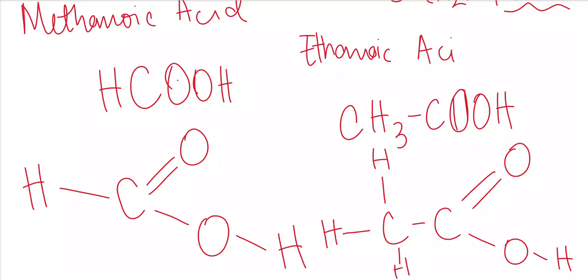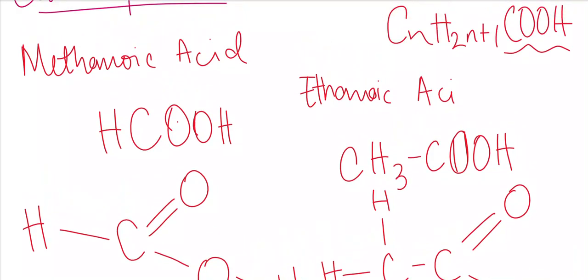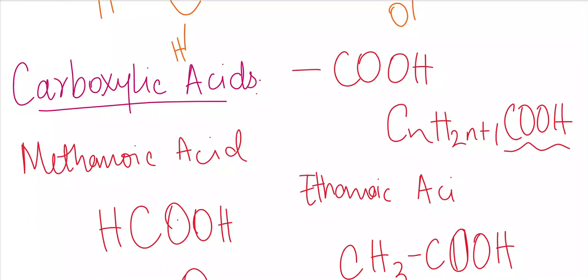So this is all about the homologous series of alkanes, alkenes, alcohols, and in the last we talk about the carboxylic acids. The most important thing about carboxylic acids is their functional group that is present in all the members of this family, which is COOH. If there is any compound that contains this functional group, that means it is a member of the carboxylic acid homologous series. The first member is methanoic acid, the second member is ethanoic acid, and the general formula for these compounds is CnH2n+1COOH. So this is the general formula.